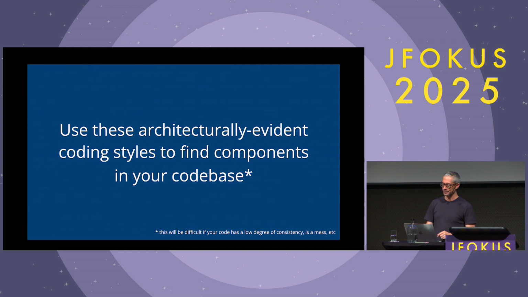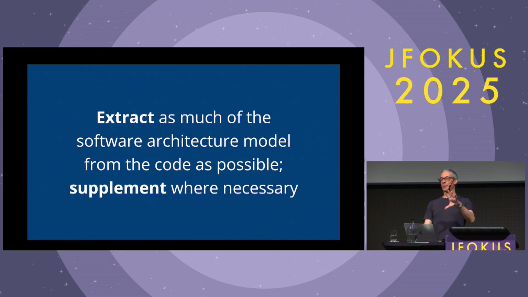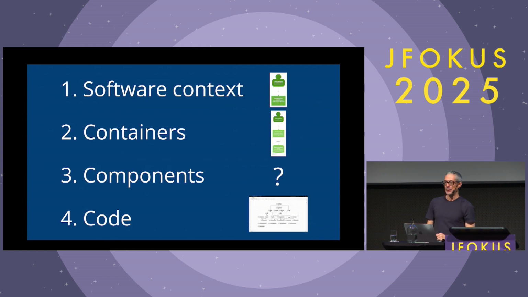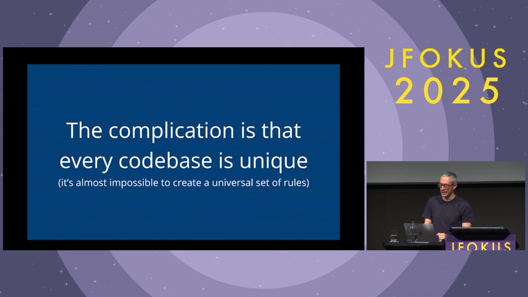So what I'm going to try to do here is extract as much of the software architecture model from the code as possible, especially at that components level, because that is the level of volatility in most code bases. And I'm going to supplement it where necessary, by which I mean let's manually create the top two levels, context and containers, and then automatically generate the component level. So this is my setup. I've got a bunch of ways to get context, containers, and code, and I want to fill in that component level. So how do we do that?